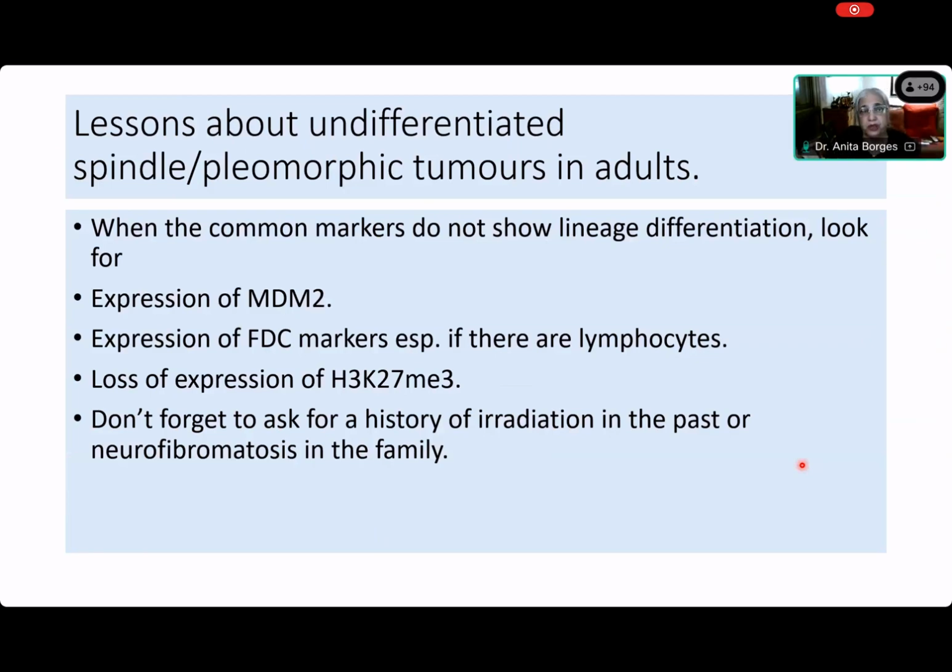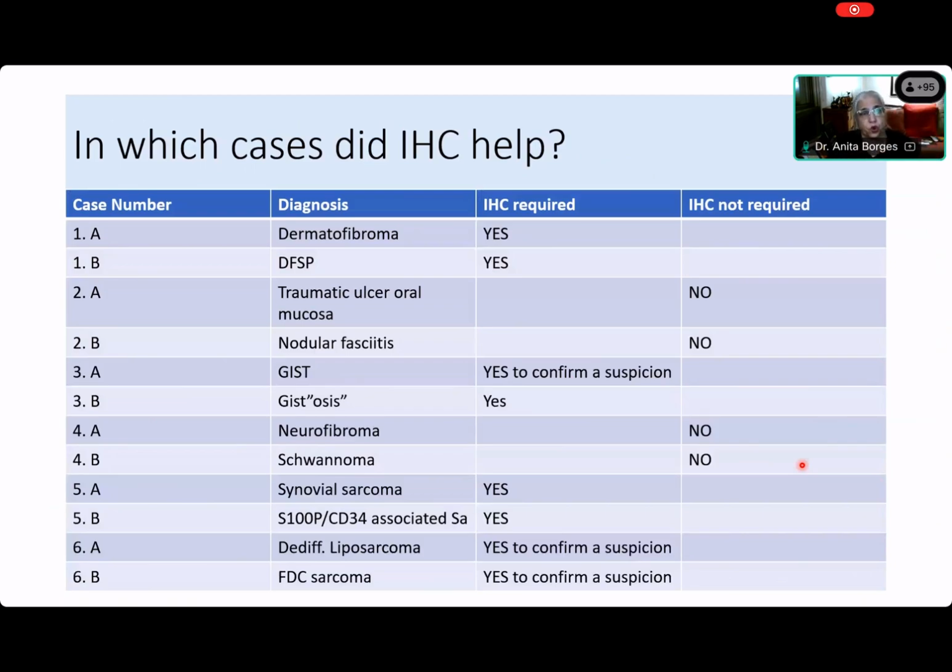Okay. So what have we learned about undifferentiated spindle and pleomorphic tumors? All right. When common markers don't show you lineage differentiation, look for expression of MDM2 or expression of FTC markers, especially if there are lymphocytes. Also look for loss of expression of H3K27ME3. And never forget to ask for a history of irradiation in the past, in which case you may get no lineage markers, because it's an undifferentiated sarcoma that occurs in an irradiated field, or a history of neurofibromatosis in the family.